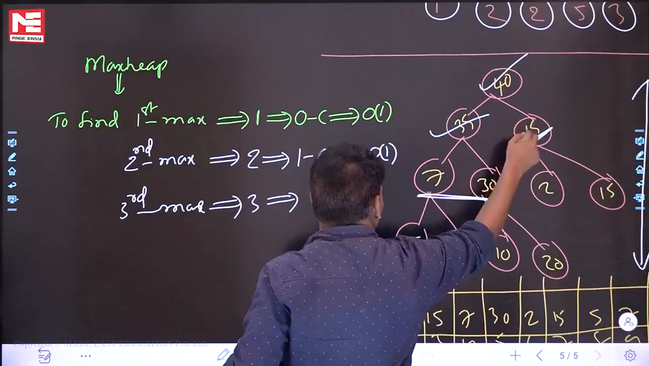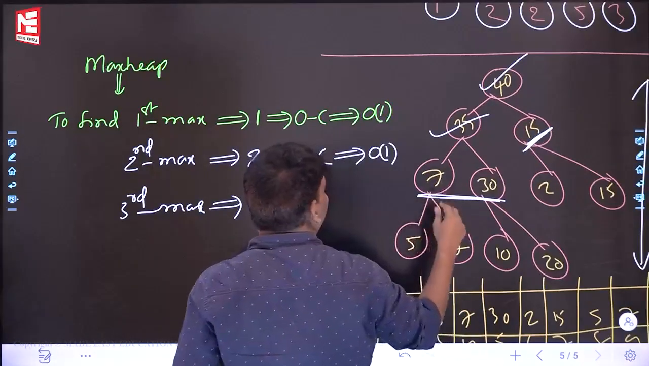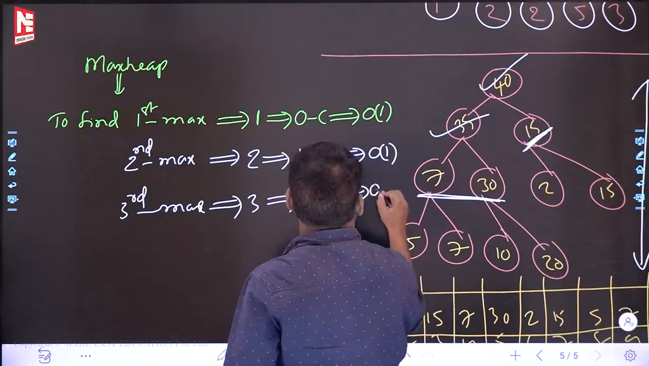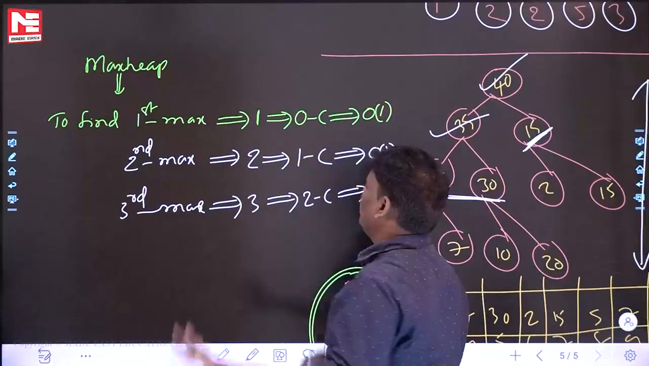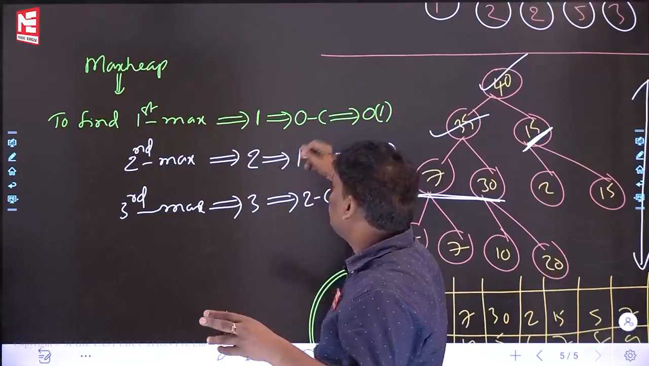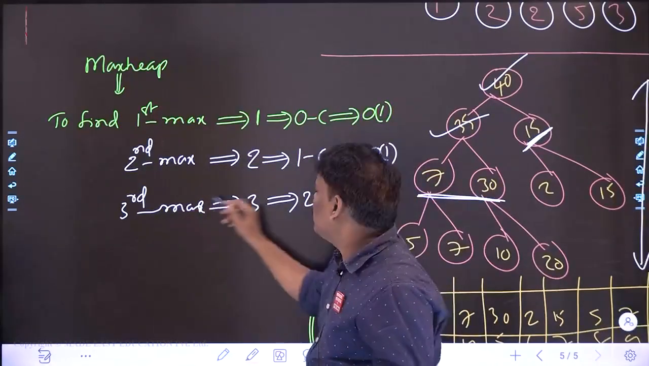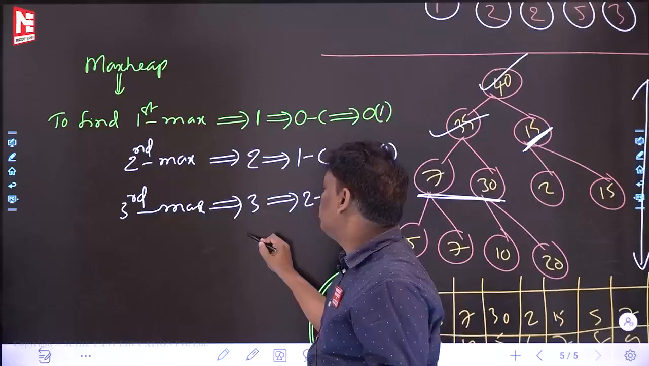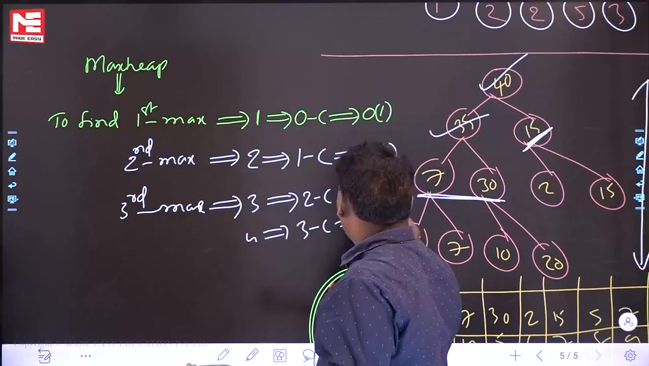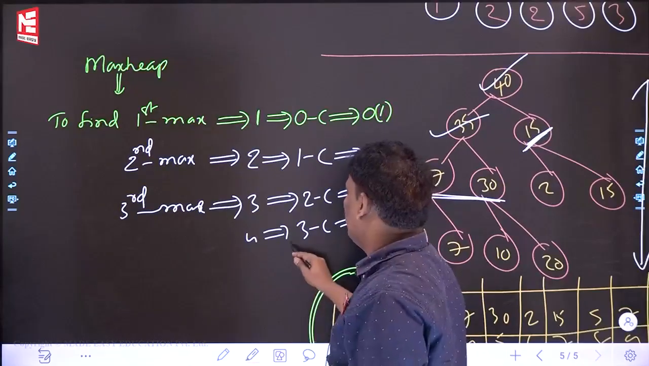7, 30, 15. Can you help me? Three people means 2 comparisons. How much time? 2 comparisons, constant time. This is going on like that. See, for the second maximum, every time what happened is 1 is increasing. Third maximum, 3 people. If you want, you can check. Fourth maximum, 4 people. 3 comparisons, constant time. It is going on like this.